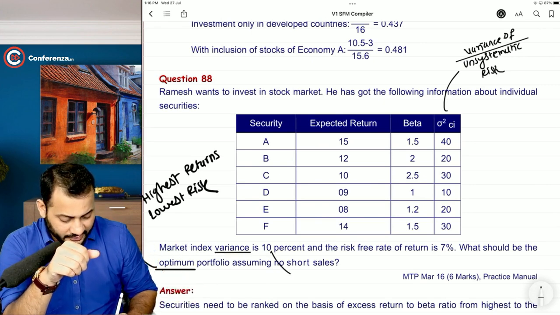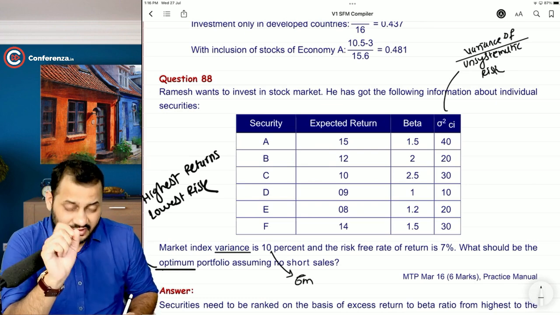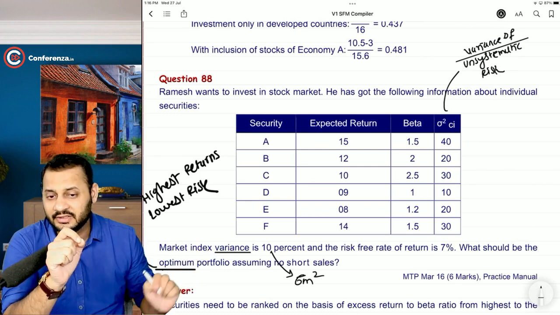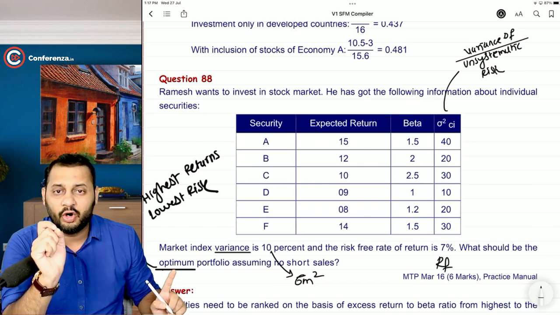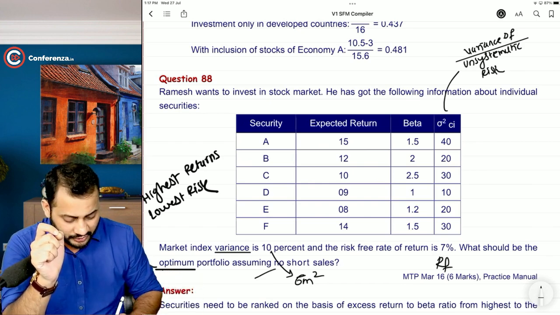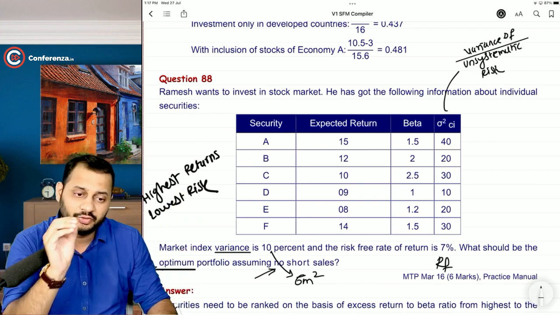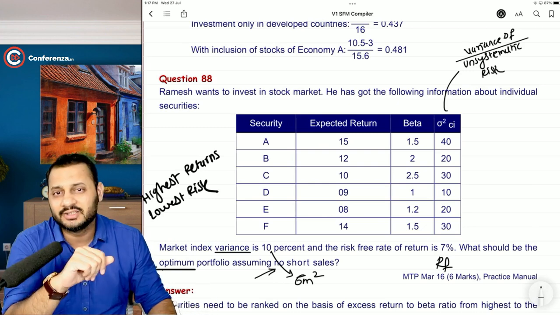A lot of people will make this mistake of assuming this as standard deviation of m only, whereas this is not just the standard deviation of m, it is standard deviation of m square because the variance is written. And the risk-free rate of return is 7%. What should be the optimum portfolio assuming no short sales? Means you cannot short any of the securities. You should only buy it. So the portfolio will only be constructed by buying the securities.